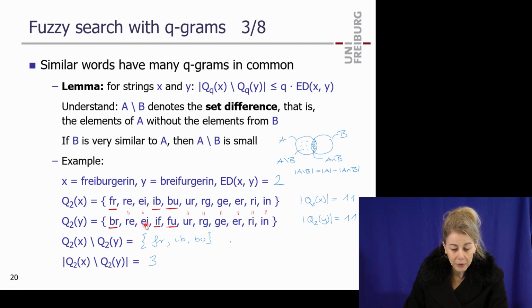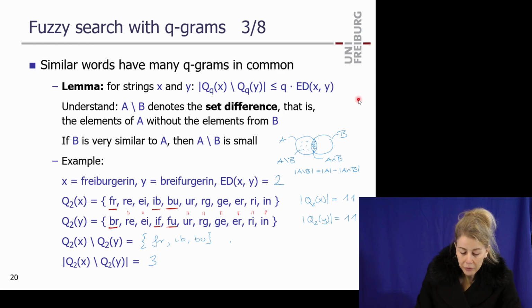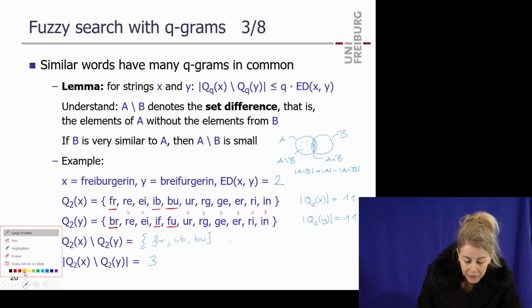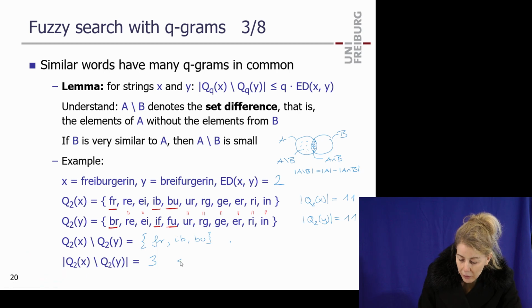The intersection here is pretty big because they have a lot of 2 grams in common. I'm removing all these which also occur in Y here, and what I'm left with is just the ones which are different, which were changed. And what this lemma says is, if 2 words are very similar, like these 2 long words are, then this different set is pretty small. So here it's 2 times 2, the added distance is 2. So it's indeed what the lemma says. That's what the lemma says, right?